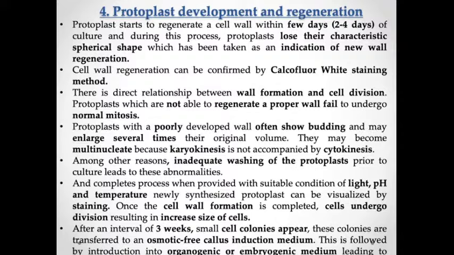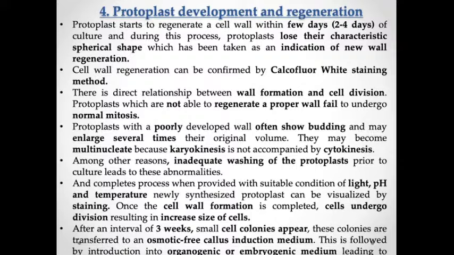Further, protoplasts with poorly developed wall often show budding and may enlarge several times than the original volume. They may go multinucleate because of karyokinesis, which is not accompanied by cytokinesis. So karyokinesis is going on, but cytokinesis is not going on. So multinucleation is possible. Among other reasons, inadequate washing of the protoplast prior to culture could lead to abnormalities. And furthermore, suitable conditions such as light, pH, temperature for the newly synthesized protoplast are quite essential and can be visualized by staining.